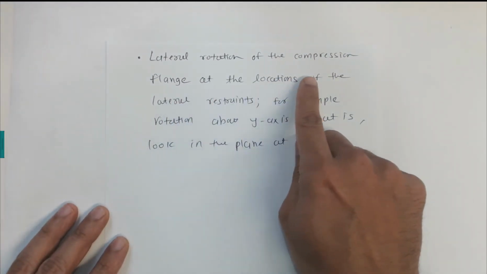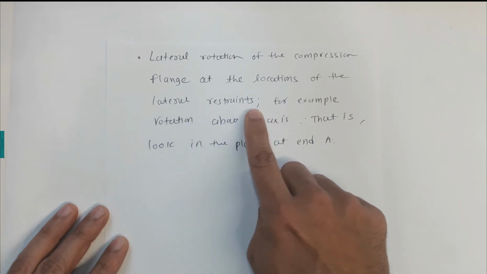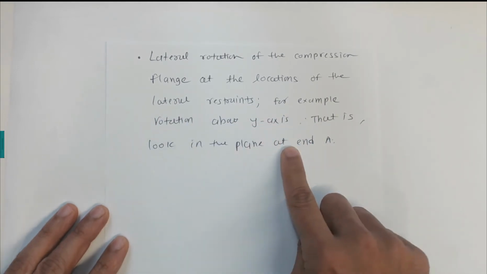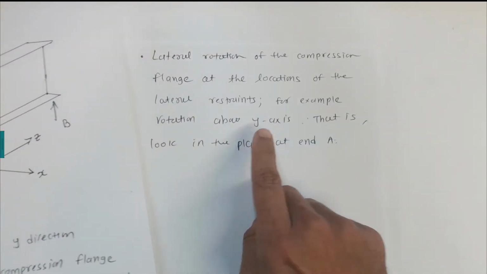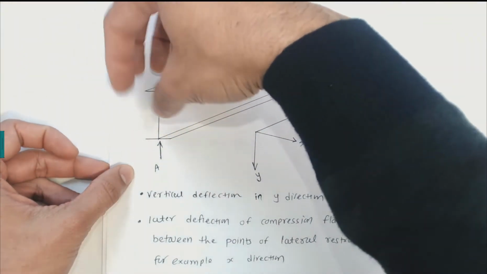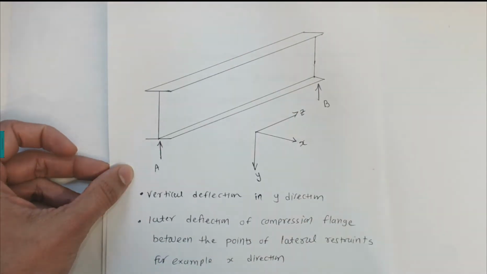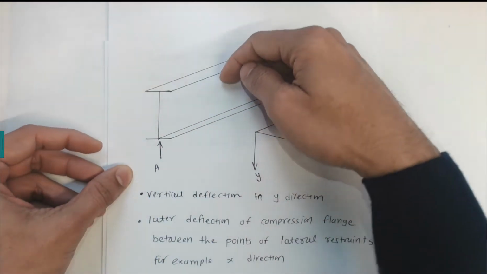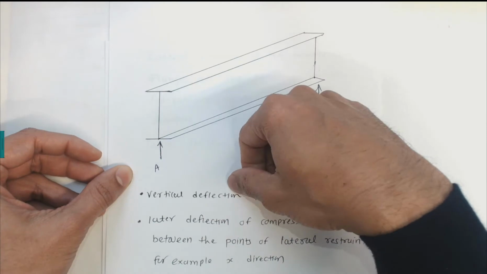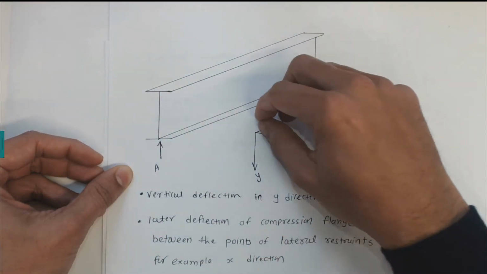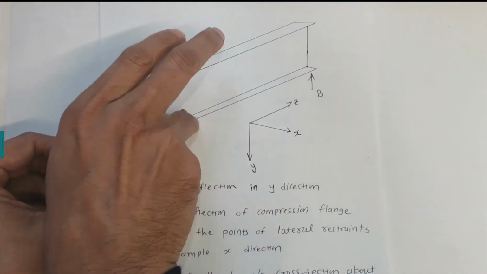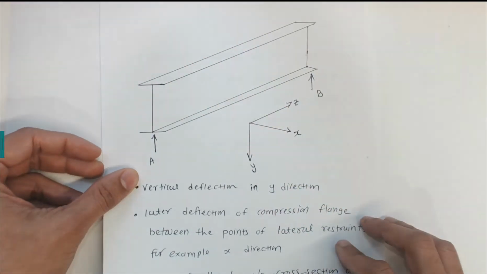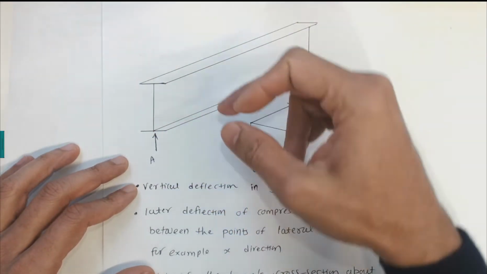The last one is a lateral rotation of the compression flange at the location of the lateral restraints. For example, rotation about the y axis, that is looking into the plane. So the last one is about the y axis, and it tries to rotate about the y axis. So we describe two rotations and two displacements. One displacement in the y direction called vertical displacement, displacement in the x direction called lateral displacement, and there are two twists or rotations. First rotation about the z axis and second rotation about the y axis. So in the beam we have four scenarios, two displacements, two rotations.